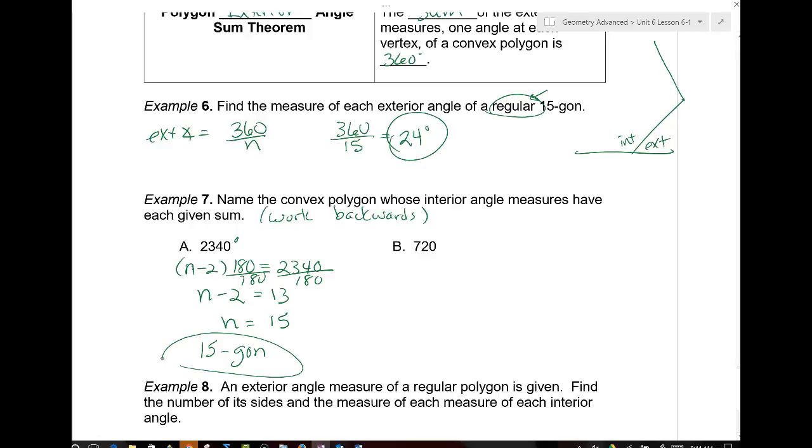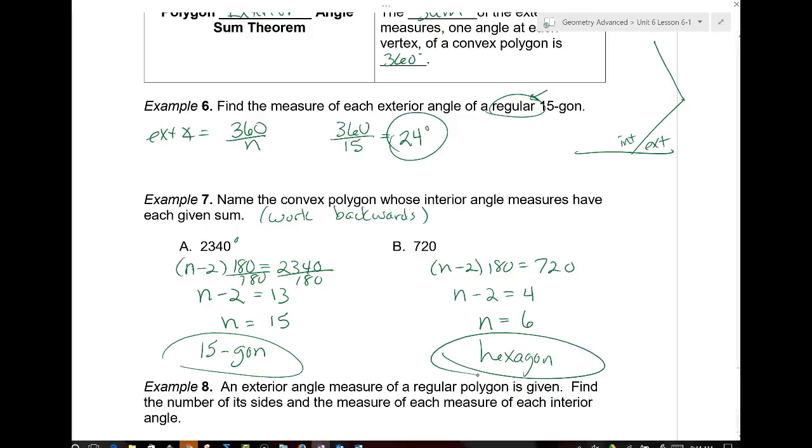All right. 720, could we do the same thing for the next one really easy? Yeah, we'll just go, n minus 2 times 180 is equal to 720. I'm going to divide both sides by 180, so I get n minus 2 is equal to 4. Oh, look, doesn't that make sense for what we did earlier? n is equal to 6, which makes it a hexagon. Not too bad, is it?